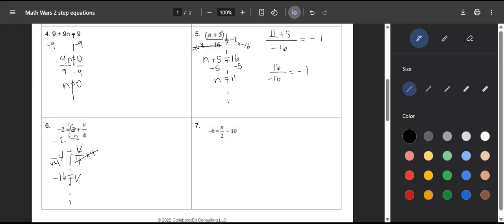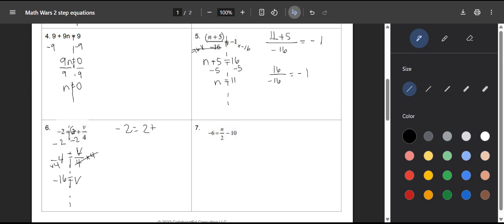If you are not sure, you can go back to your original equation and put your negative 16 in for v and follow order of operations. Negative 16 divided by 4 is negative 4. 2 plus negative 4 is in fact negative 2. So we have the correct answer.